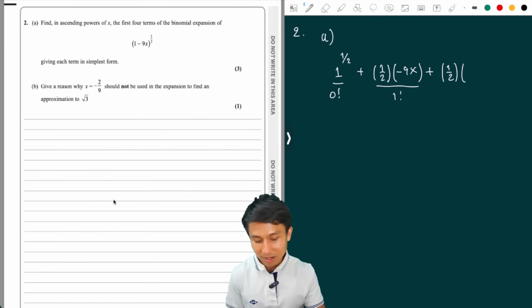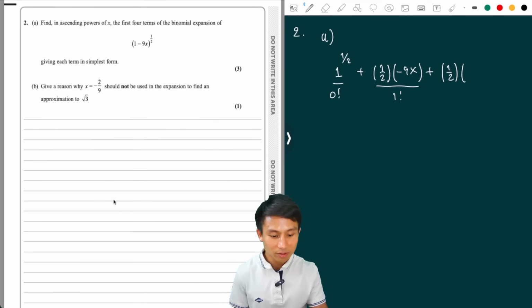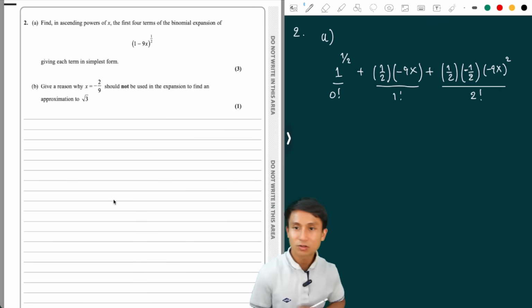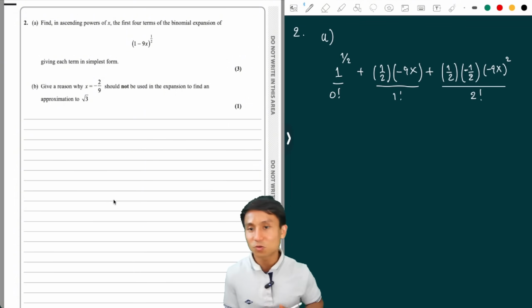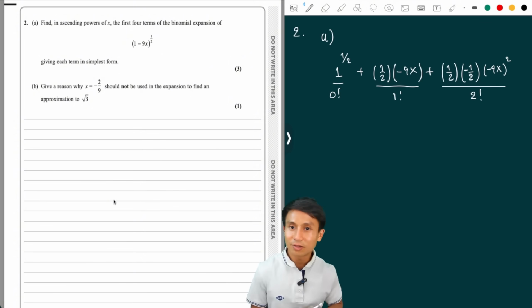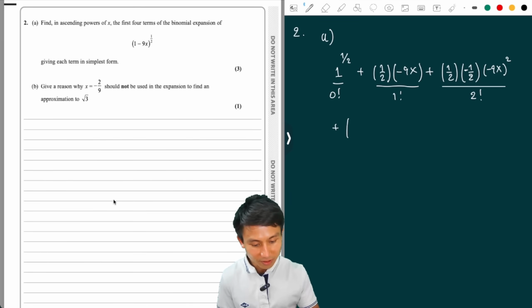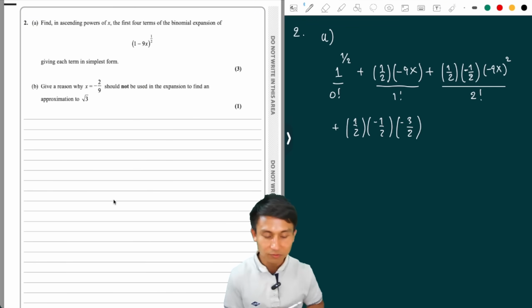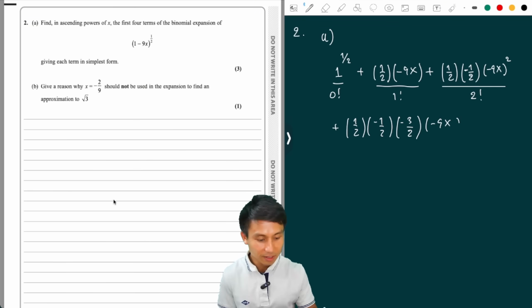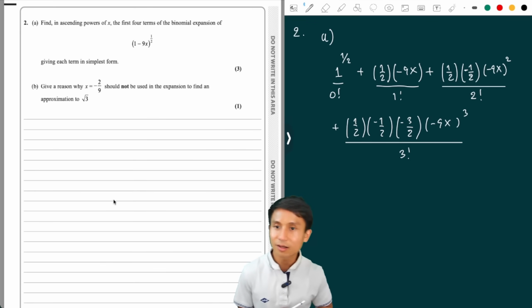You keep subtracting 1 from the half, so you get a minus 1/2 here. And then that becomes a power of 2, and the division here would be by 2 factorial. If you see the pattern, this formula is very easy to remember. You don't even need to remember it, it will just stick in your head in time. For the first 4 terms, we are short by another term there. So I'm going to subtract another 1 here, which would be minus 3/2 if you keep subtracting. And then this would be 9x to the power of 3, divided by 3 factorial. And that's it, you just simplify all the terms.